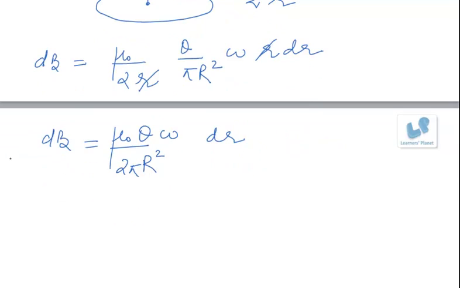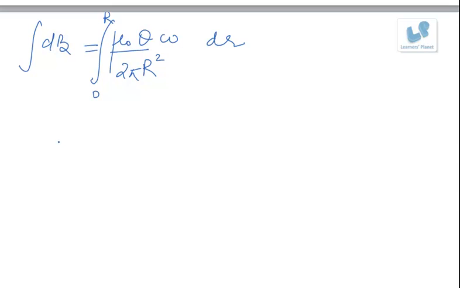So if we integrate this expression with the limits r equal to 0 to r equal to capital R, we will get B equal to mu naught q omega upon 2 pi R square, and the integral of dr is r. When you substitute the limits, we will get R, and this R will cancel out with one of the R's in the denominator.